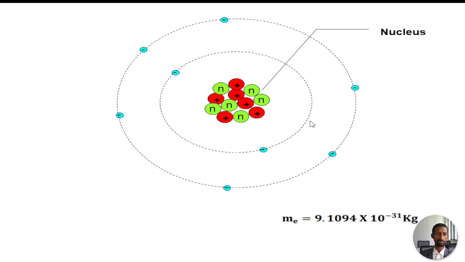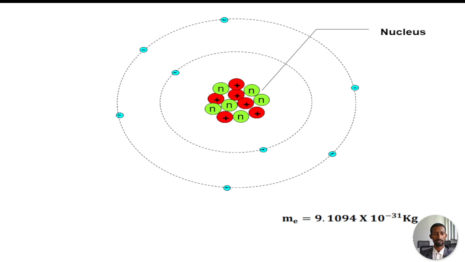So when we talk about charge, we are talking about either electrons or protons of subatomic particles. Do you know the mass of an electron? The mass of an electron is 9.1094 times 10 to the power of minus 31 kilogram. Have you seen? This is very small, 10 to the power of minus 31 kilogram.